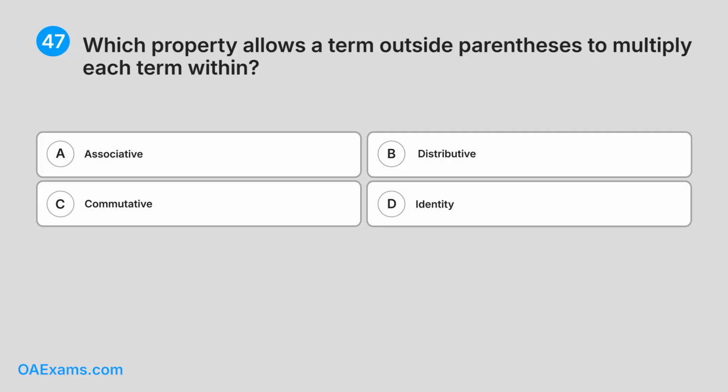47. Which property allows a term outside parentheses to multiply each term within? A. Associative, B. Distributive, C. Commutative, D. Identity. Can you guess the answer?